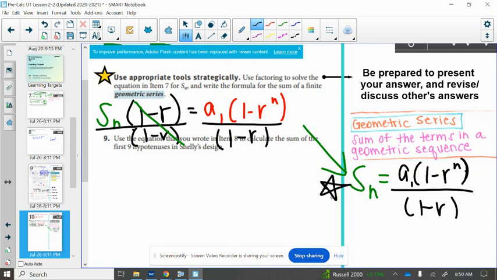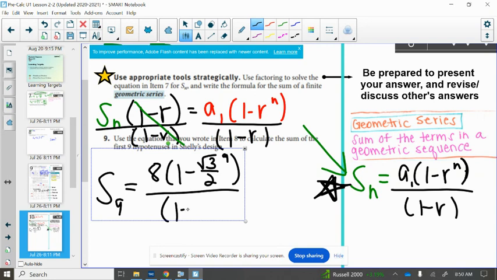So this, using that example, is the derivation for our geometric series sum. And again, we can use this to calculate that sum for even one like Shelley's, where we have the sum of the first 9 terms. We could take first term, 1 minus that r value to the n power, and then all divided by 1 minus that r value.